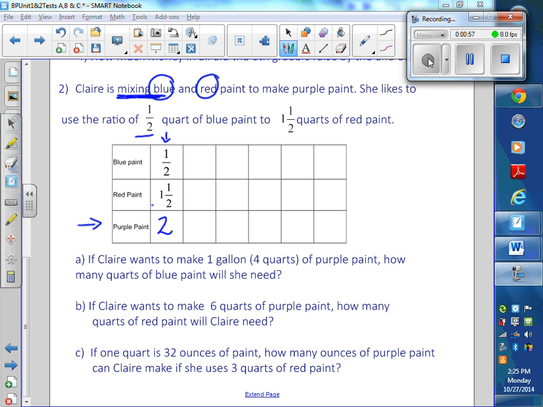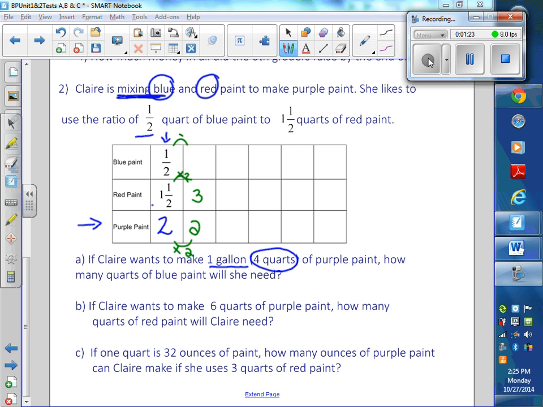Okay? So if Claire wants to make a gallon of purple paint, how many quarts of blue paint will she need? And it tells you a gallon is 4 quarts. So I can get my 2 to become a 4. What do I do, Grace? So you can do 2 times 2, which is 4. Yeah, you can double. 1 and 1/2 times 2 is 3. So you double this. And then 1/2 times 2 is 1.